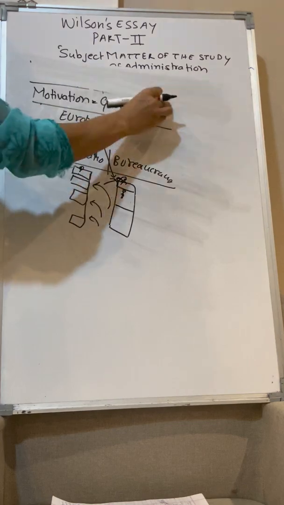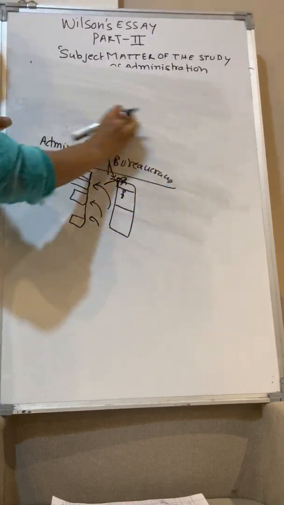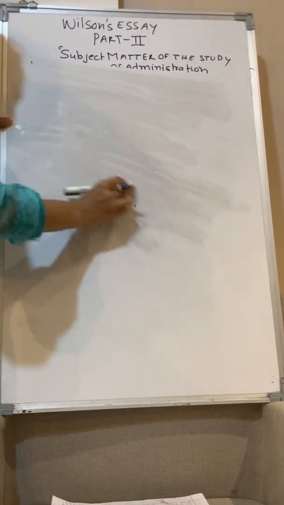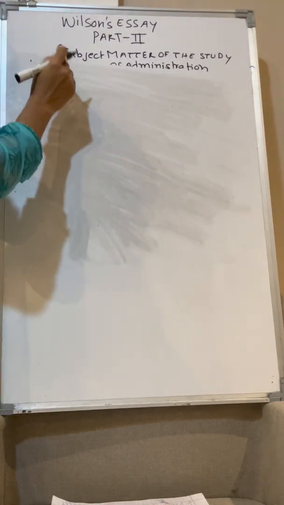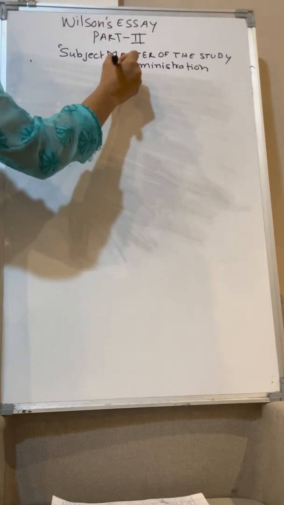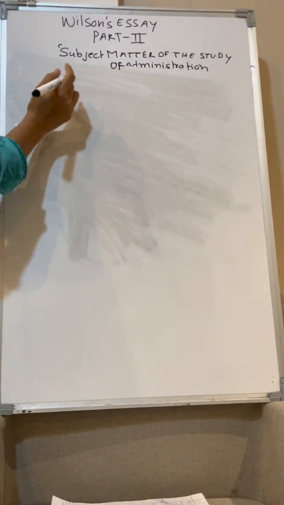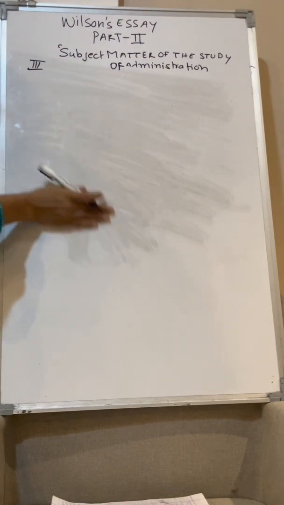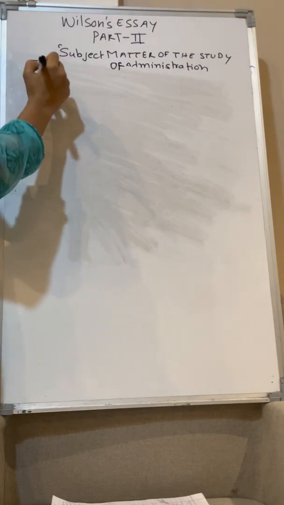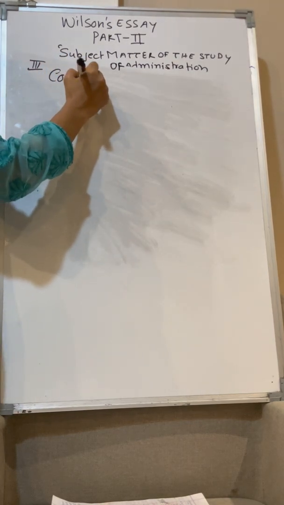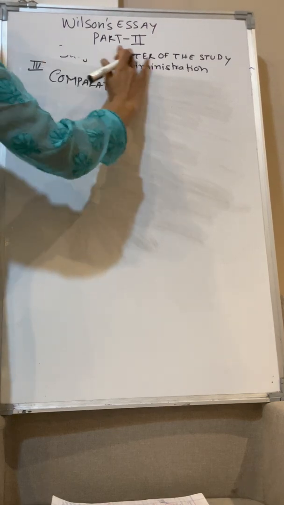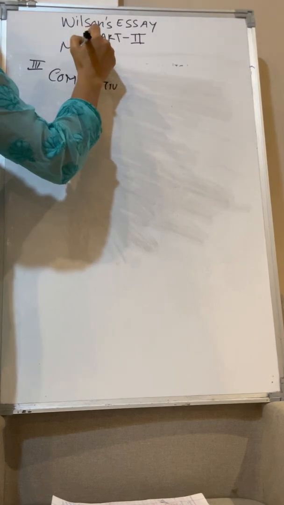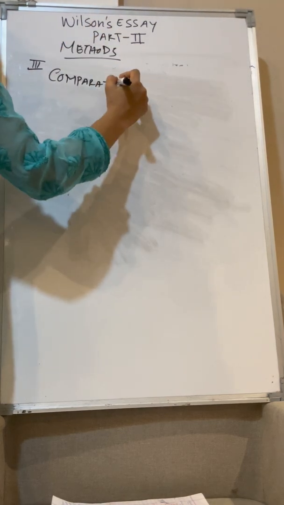Third part of the essay, it's very simple, and he talks about the methods to be followed for the study of administration. There are many quotations which can be asked in a question form. So I'll say the third part is the method of the study of administration. He talks about the comparative method. This is the third part we are doing now. Methods, okay. Comparative methods.